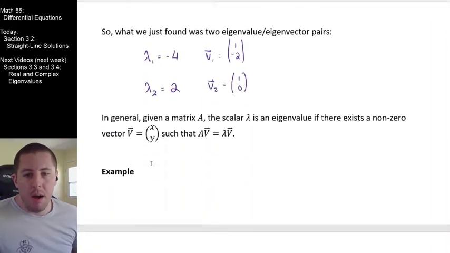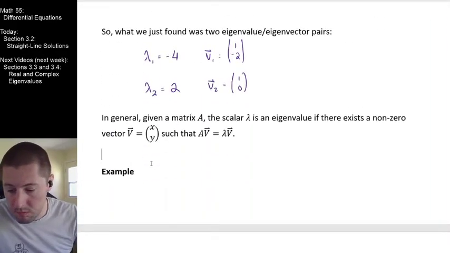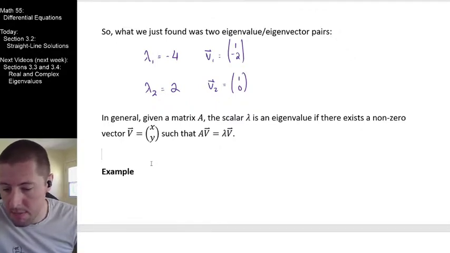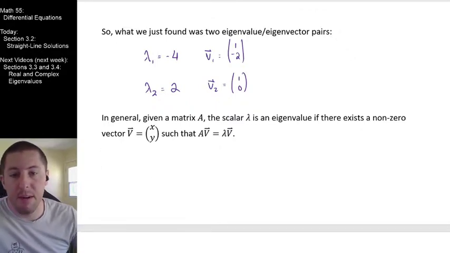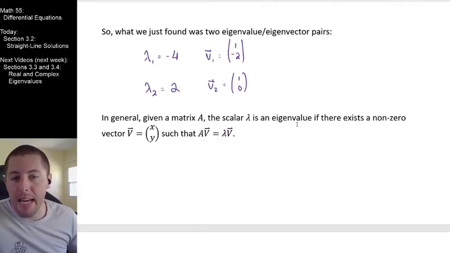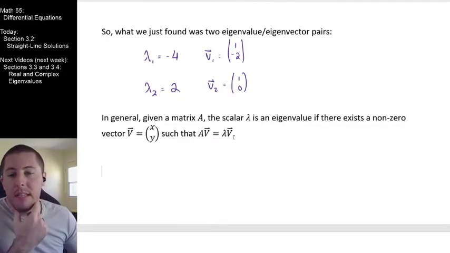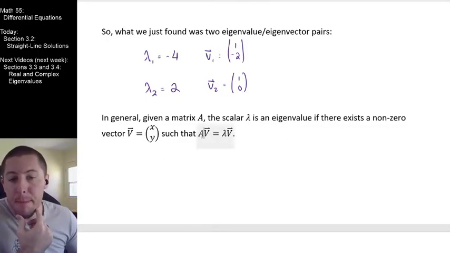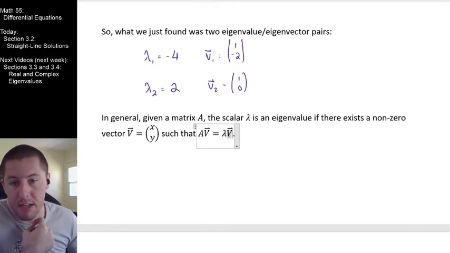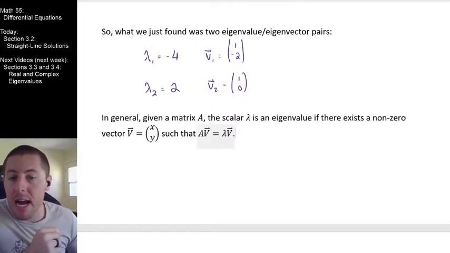All right. Let's see, where am I at right here? I get so worked up about this. So in general, given a matrix A, the scalar lambda is an eigenvalue if there exists a non-zero vector v, x y, such that Av equals lambda v. And all I'm really trying to say here is that multiplying the matrix A by a vector is the same as multiplying a constant lambda times the vector.